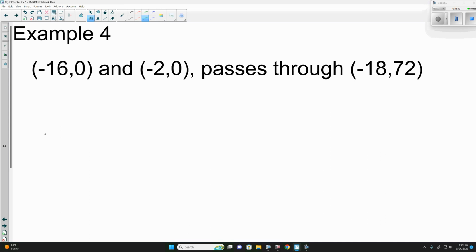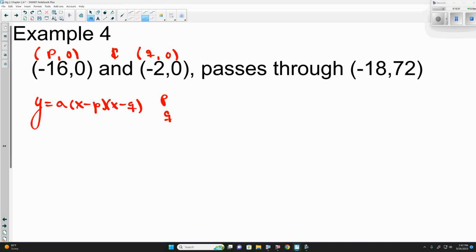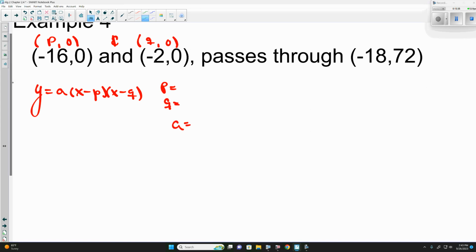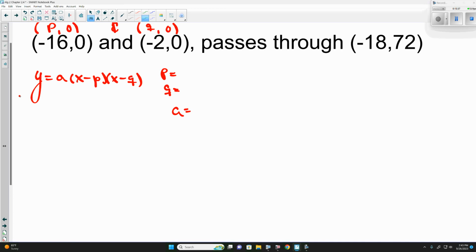Well, here we have 3. We have the 2 intercepts and point. Because this here is our p comma 0 and q comma 0 and our point. So y is equal to a times x minus p times x minus q. So for this problem, what's our value of p and q?